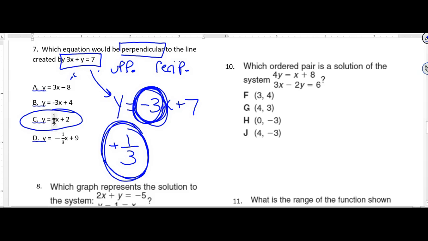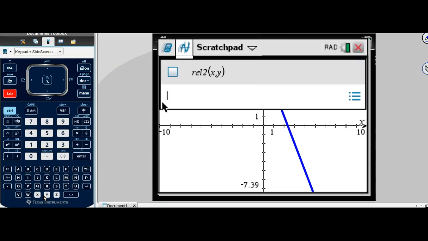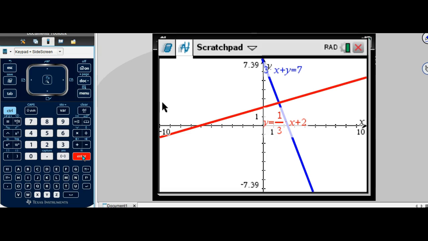If I'm looking at C, 1/3 x plus 2, I can go back to my calculator, type in y equals 1/3 x plus 2, get your equation, and we can see that those are perpendicular. They form a perfect right angle. That's the only line that would do that. All the other ones would be not perpendicular. They would intersect, but not in a 90-degree angle. So 2 ways to do it. One with the calculator, one without.